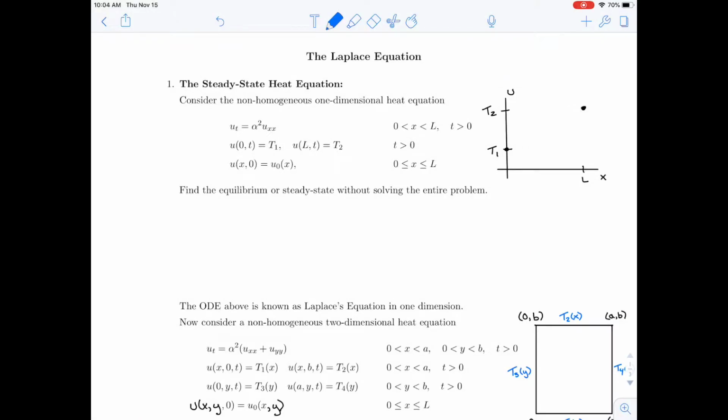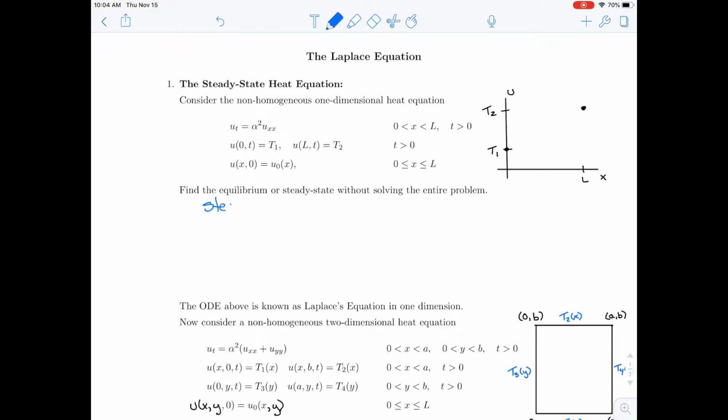We're now going to talk about the Laplace equation. The best way to introduce the Laplace equation is to talk about the steady-state heat equation. You can see before you the heat equation in one dimension where we've held the ends of a metal rod fixed at temperatures T1 and T2.